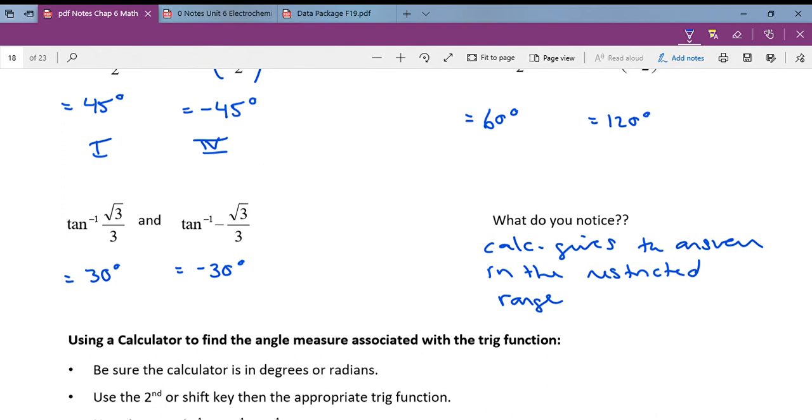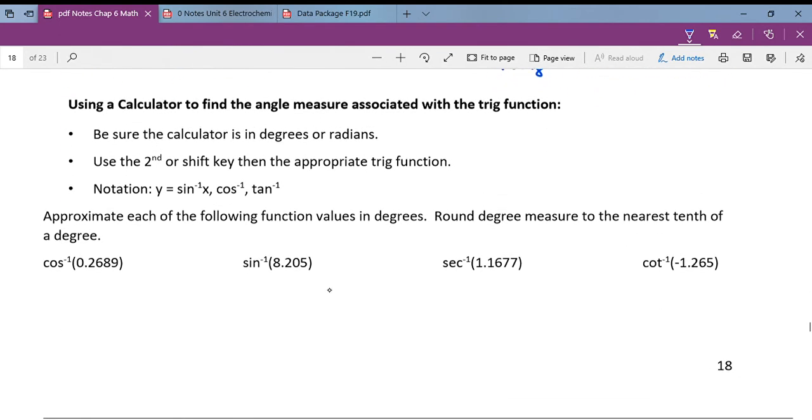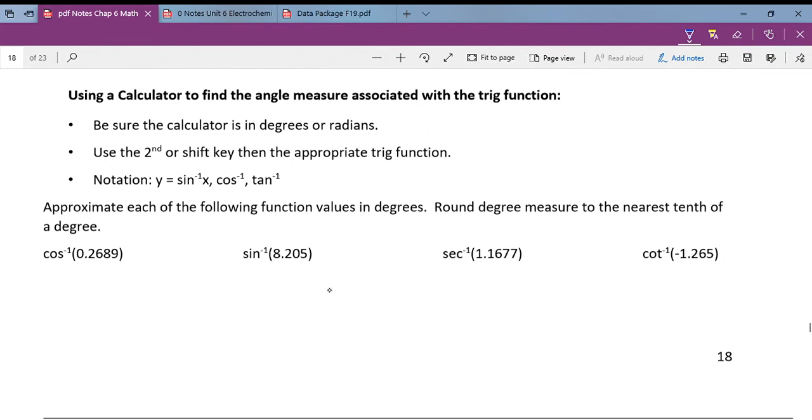All right, so using a calculator, find the angle measure associated with the following trig function. So now what we're doing is we're just doing simple button pushing. So I want to know in degrees. It says round the degree measure to the nearest tenth of a degree. And again, this is just really proving to you, if I type inverse cos of 0.2689, I'm expecting an answer in the first quadrant. And is it? Bing, bing, bing, 74.4 degrees.